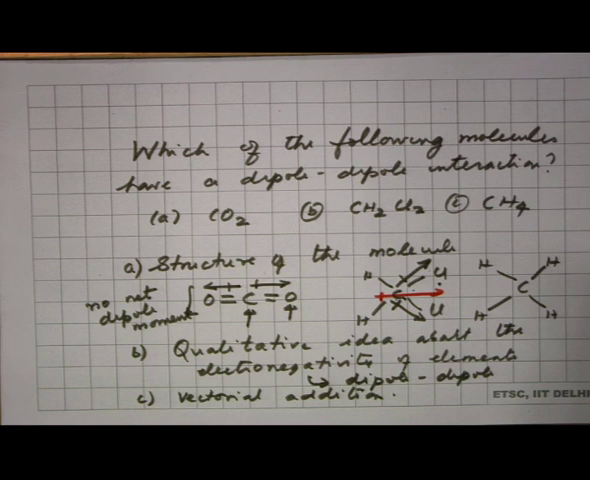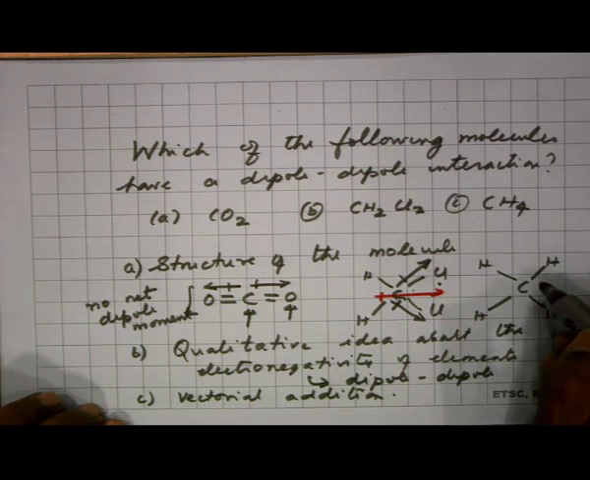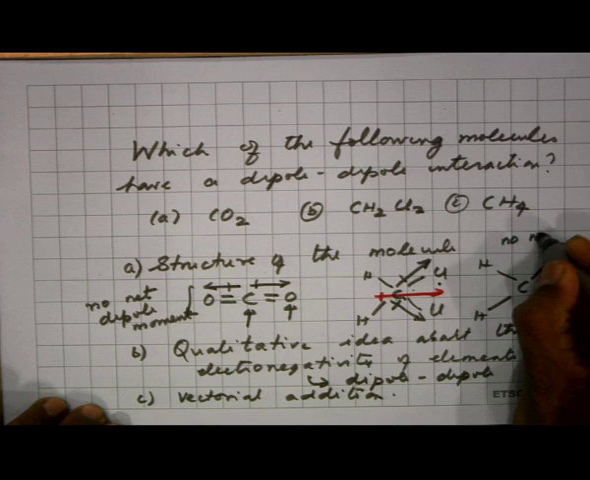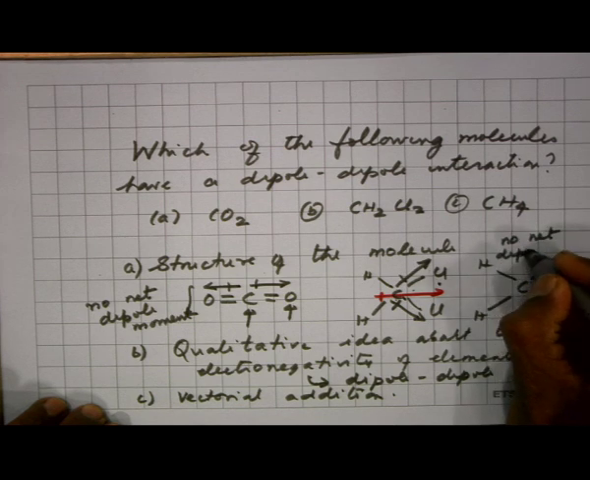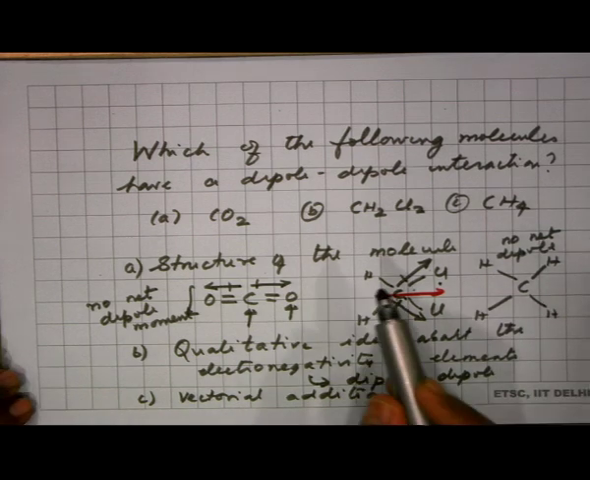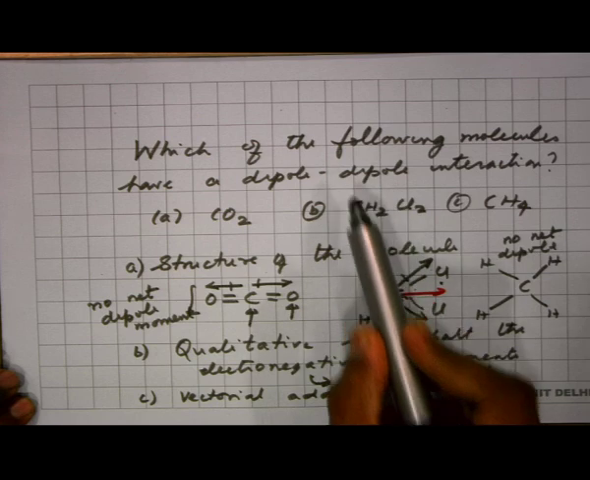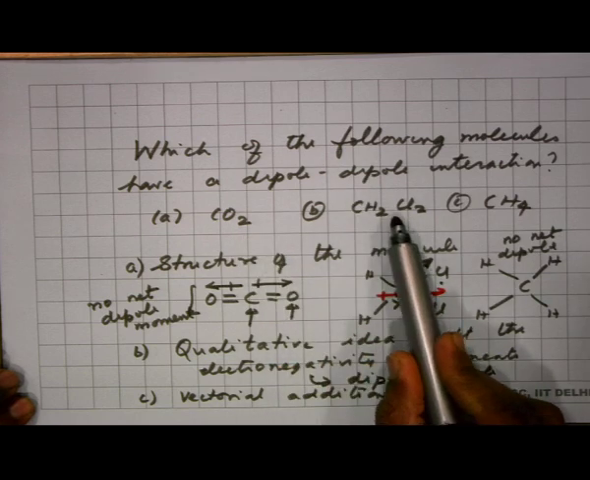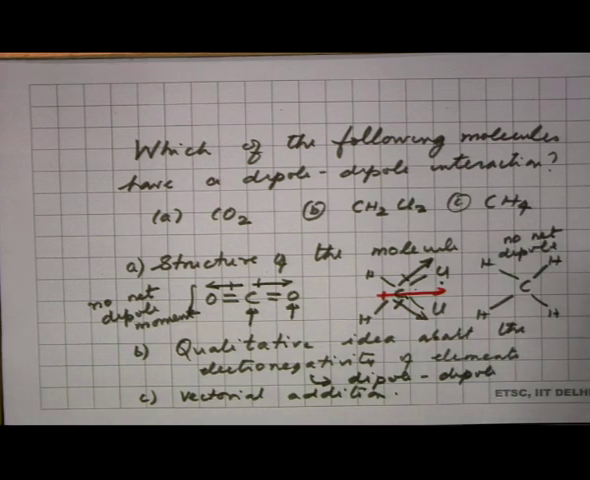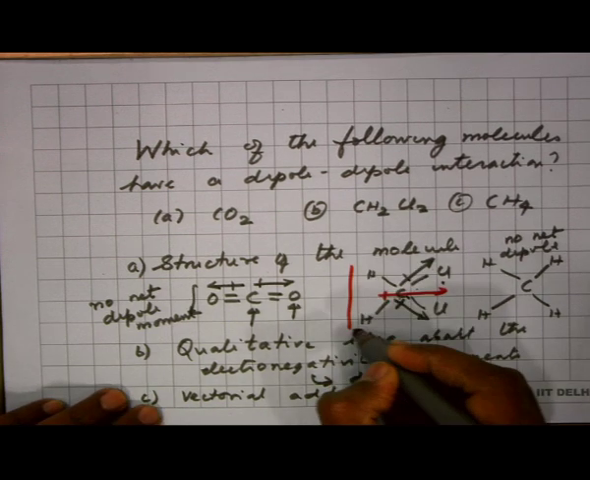If I use the same logic for methane, then you will find that in this particular case again there is no net dipole moment. So, then in the following molecules, carbon dioxide, dichloromethane and methane, the only molecule which has a dipole-dipole interaction is dichloromethane.